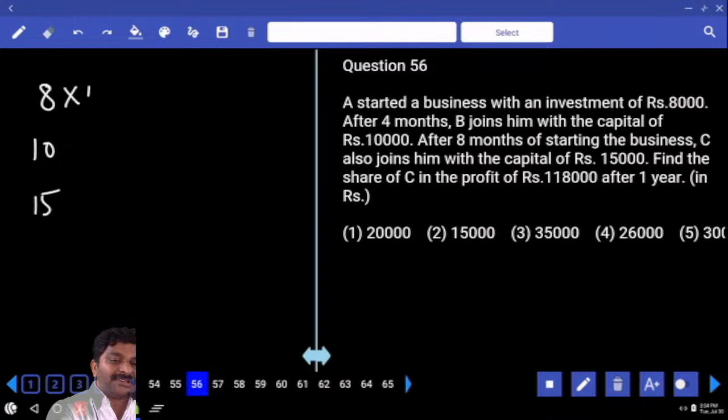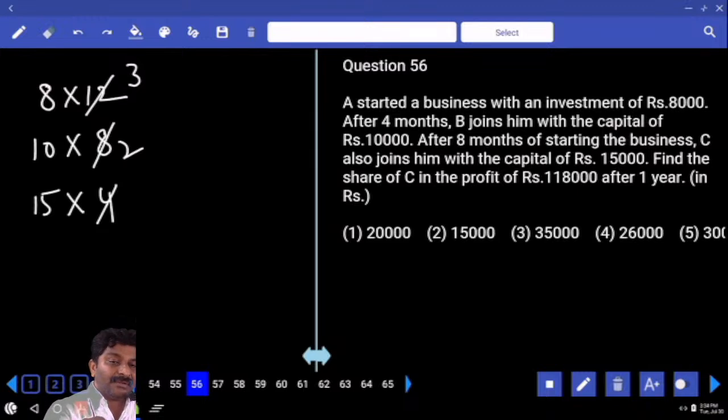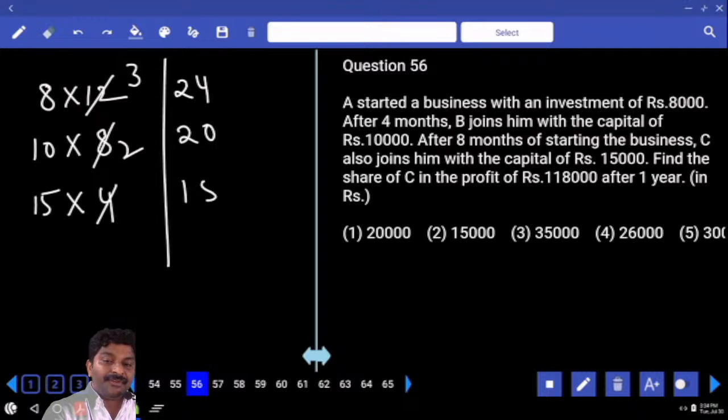A started the business, so he will be there for a total of 12 months. When did B join? Then he will be there for, when did C join? After 8 months. So he will be there for, take 4 common. Any more cancellations? 8 3s, 24, 20, 15. Total how many parts? 59 parts.